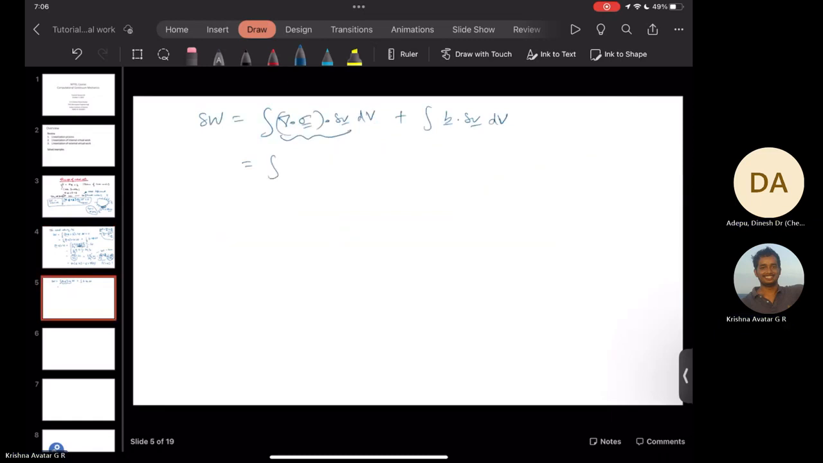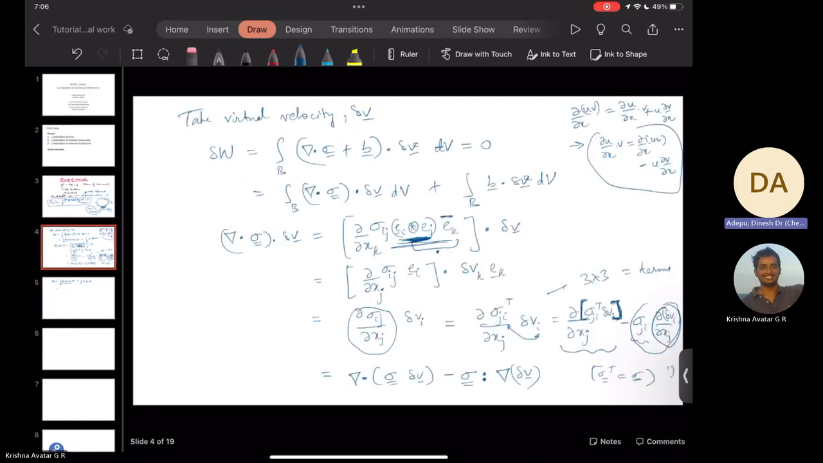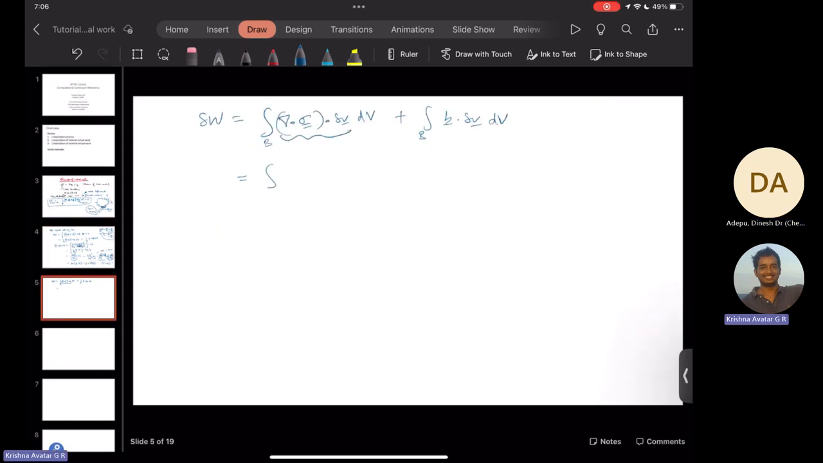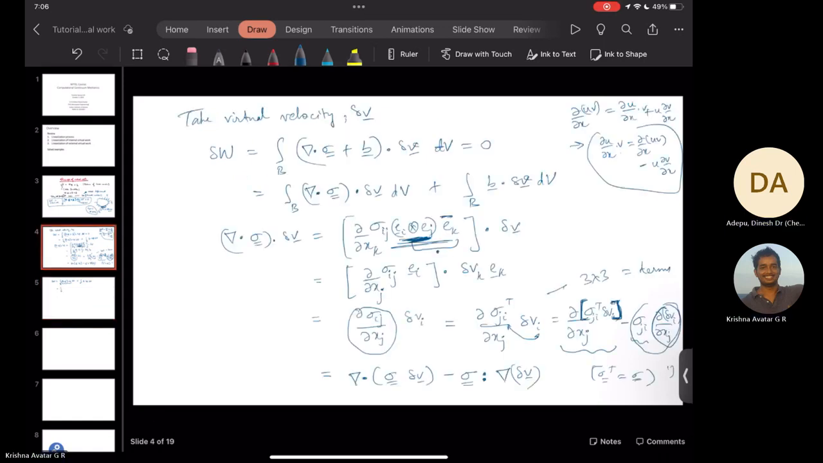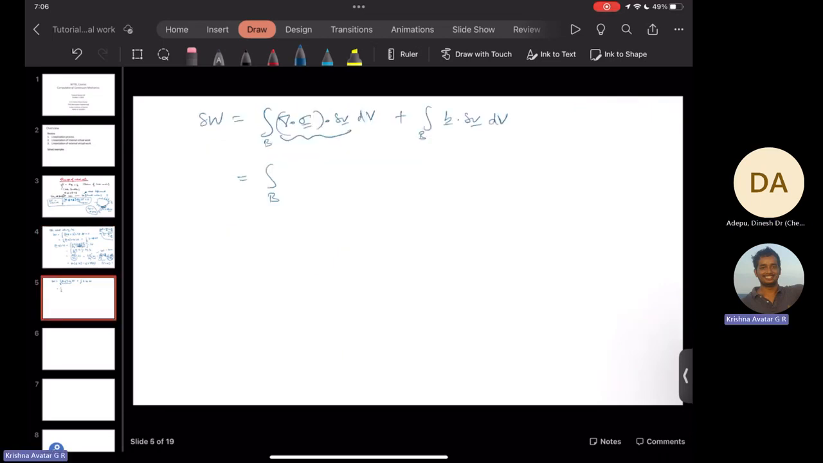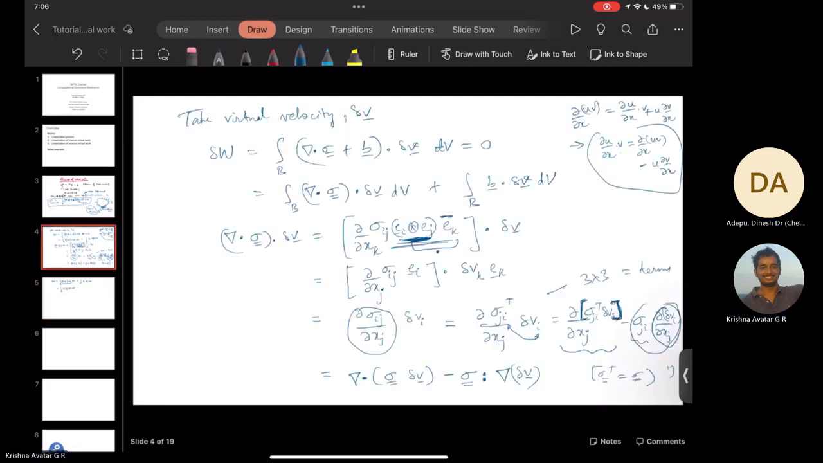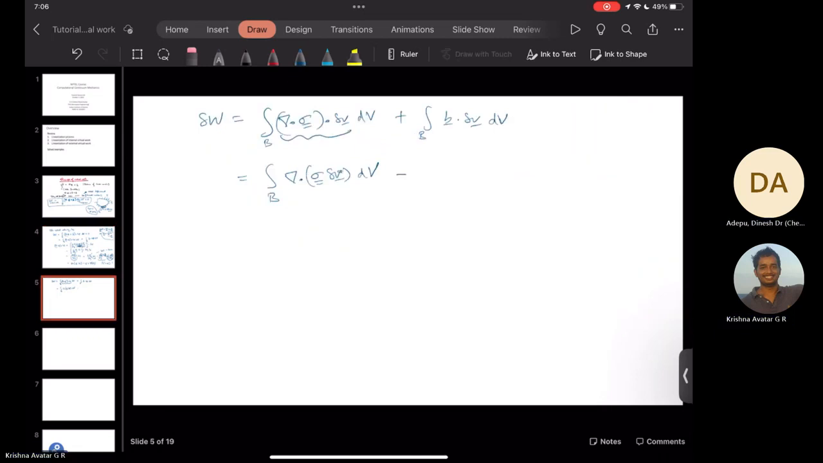As we recall, this one was divergence of sigma dot delta V dV, minus sigma double contracted with the gradient of delta V, dV, plus B dot delta V dV.